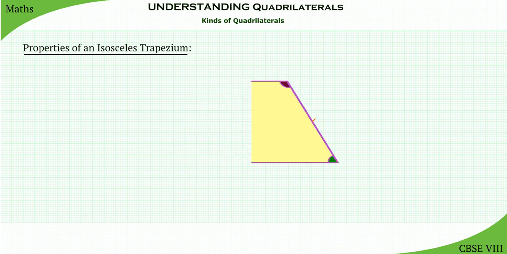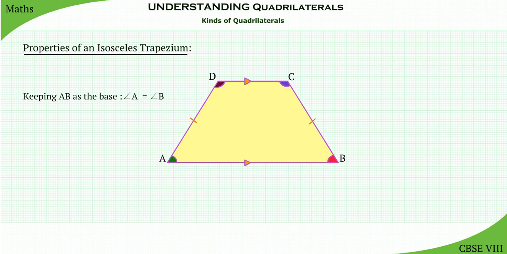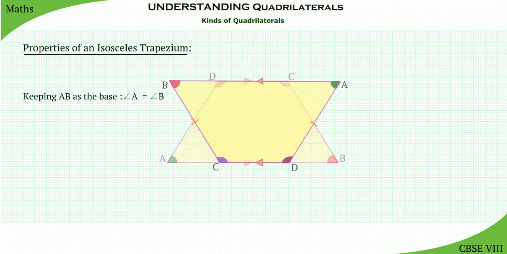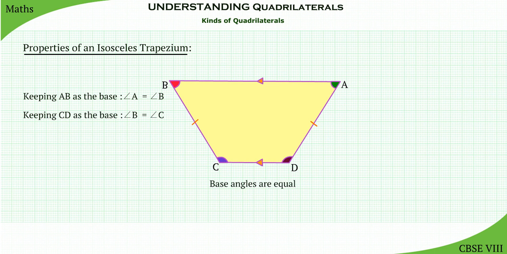On folding the trapezium, angle A will overlap on angle B. Likewise, angle D will overlap on angle C. Now, angle A and angle B are base angles. If we turn the trapezium 180 degrees, then angle C and angle D will be the base angles. Always the base angles are equal in isosceles trapezium.